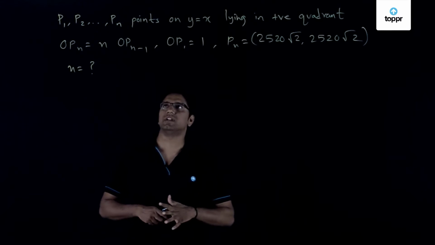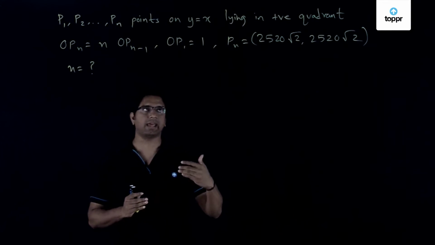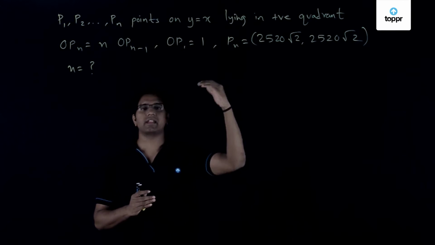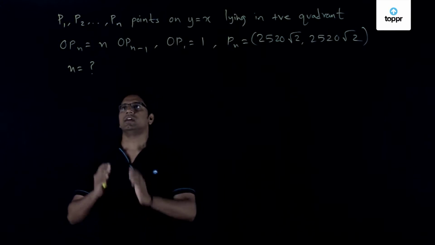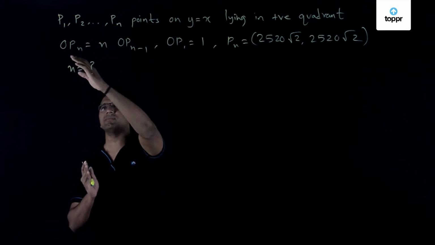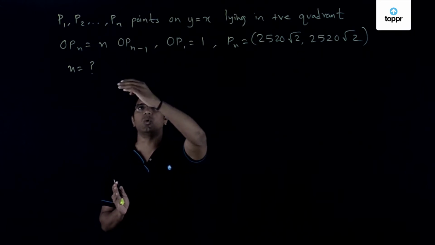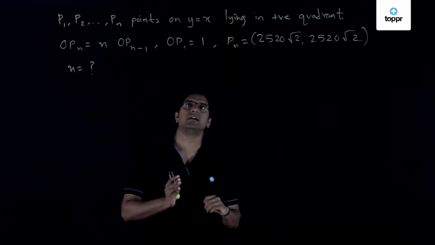In this problem, it is said that P1 to Pn are points on the line y equals x. Further, it is said that they are lying in the positive quadrant. Then there is this relation involving distances, that is the distance from the origin O to Pn is equal to n times the distance from O to Pn minus 1.